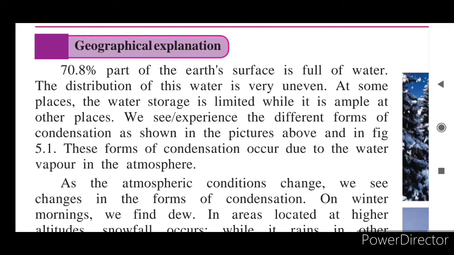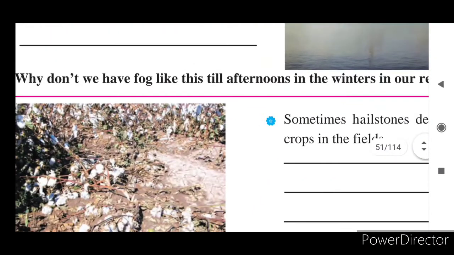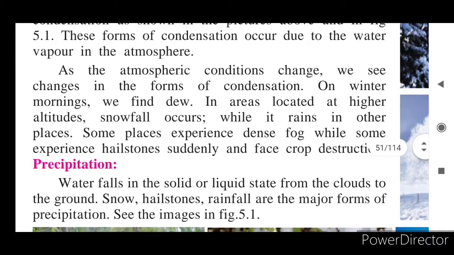We experience different forms of condensation as shown in the picture above, and in figure 5.1. These forms of condensation occur due to water vapor in the atmosphere. So in figure 5.1 we have fog, hailfall and frost, all because of the condensation process. As the atmospheric conditions change, we see a change in the form of condensation.